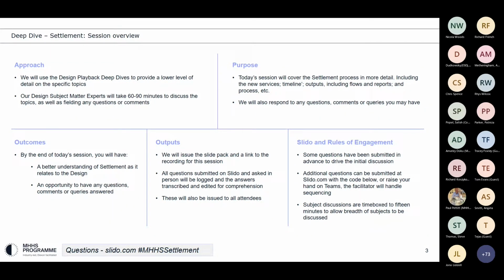If you want to ask a question, you need to go to slido.com and use, on the bottom of the screen, hashtag MHHS settlement, and that will allow you to submit your questions. We'll stop at the end of each section and see what questions we've received, and try and answer those. If we can't answer any, we will take them away, and we'll provide all the questions and answers after the session, and we will also share this slide pack.